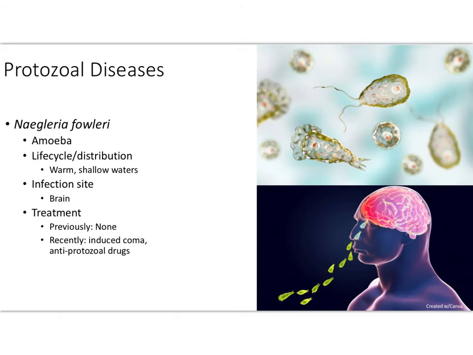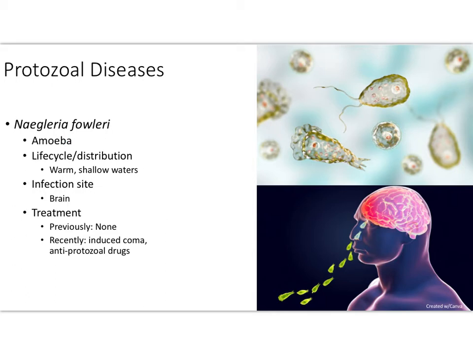Our first protozoa is one called Naegleria fowleri. This is an amoeba. If you think back to Unit 1, remember there are 4 basic classifications of protozoa: the amoeba, which are also called the pseudopodia, the apicomplexan, the ciliates, and then the flagellates. So this one is an amoeba.